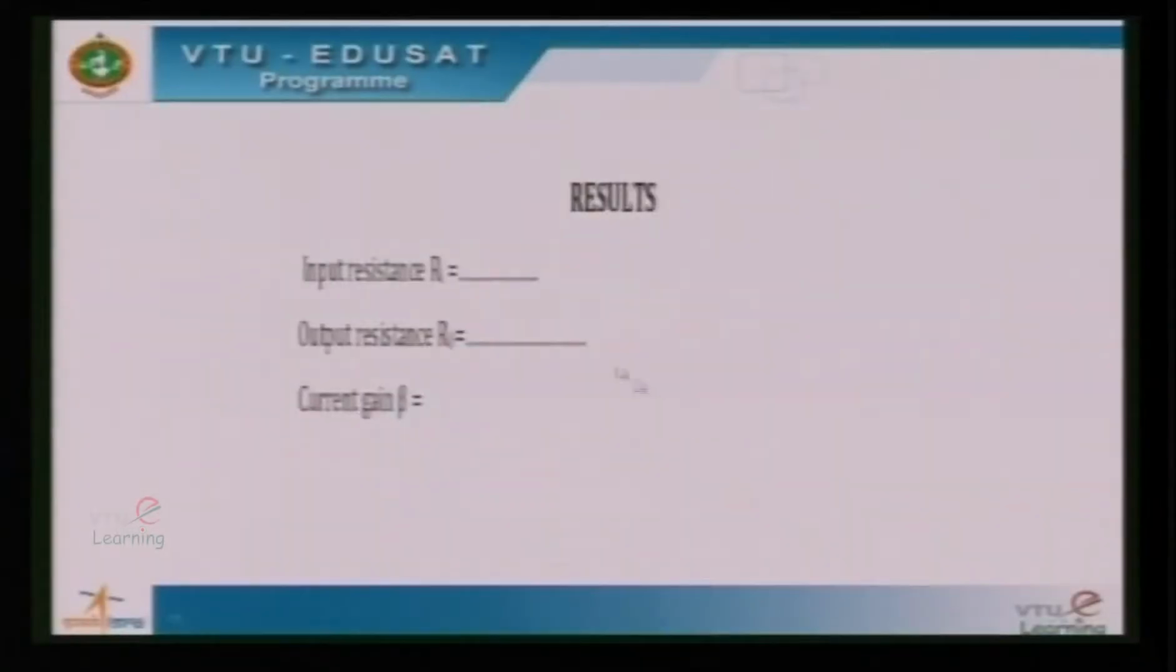The slope of this linear graph will give you the current amplification factor, which is in the range of 100 to 200. Results and calculations are tabulated. The result of this experiment is listed as input resistance of the order of 500 ohms, output resistance of the order of 2 to 5 kilo ohms, and current amplification factor or current gain beta nearly 200.